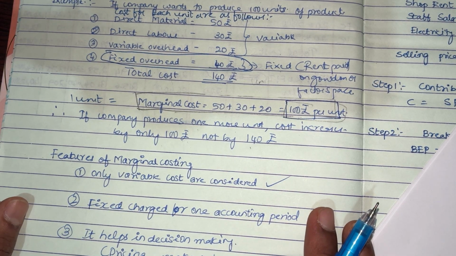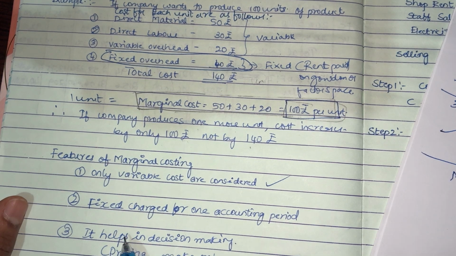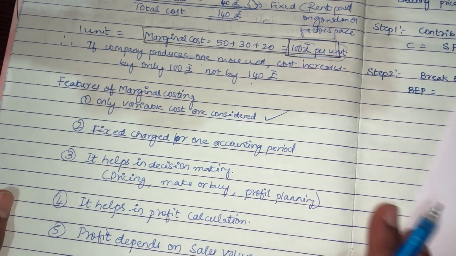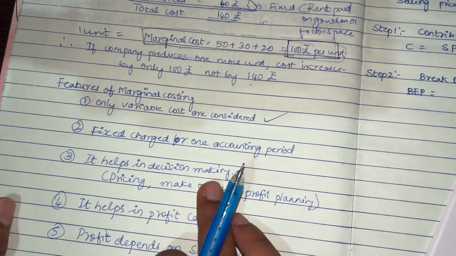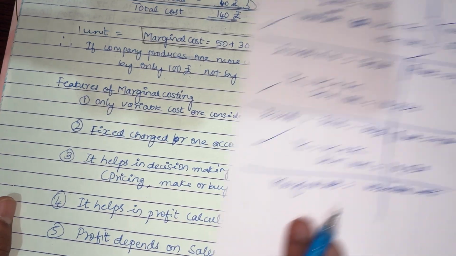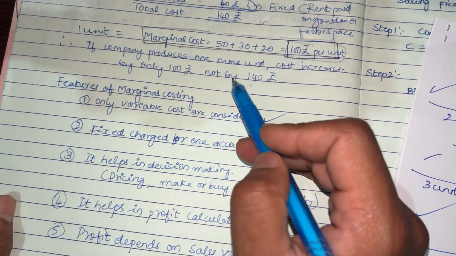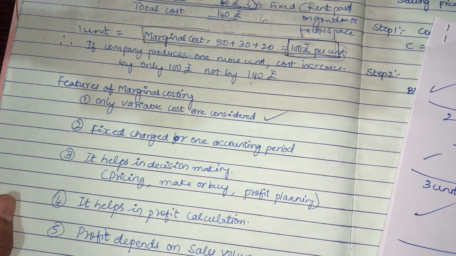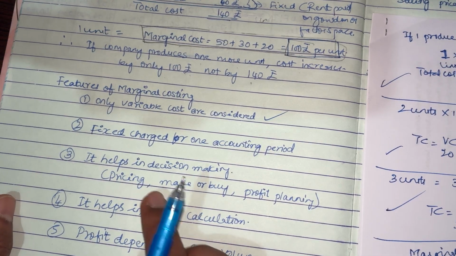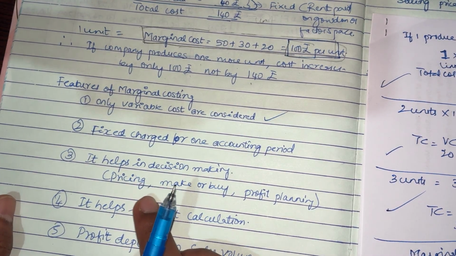After a year you will have a 5% increase on the rent, but for one accounting year your rent is fixed. Now marginal costing helps in the decision-making process, very importantly for pricing. If I want to fix the price of the product, what should be my selling price? All these are decided with the help of marginal costing.